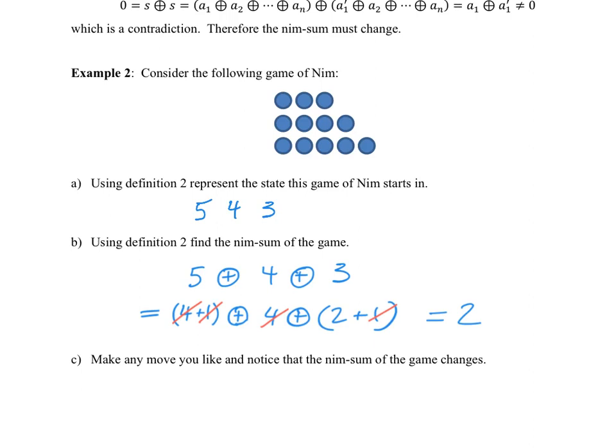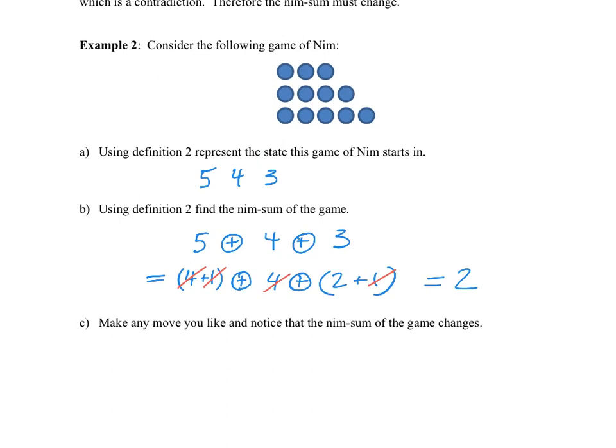Okay, so finally, to finish this example off, we're going to make any move and notice that the Nim sum of the game will change. So right now, the Nim sum of the game is 2. We're going to make a move and it's going to change. I'm going to challenge you to do that on your own. I want you to play this game, make a move, whatever you want, taking whatever you want from one particular row, and then calculate the Nim sum again, and I can guarantee you ahead of time that you are not going to get 2. I don't know what you're going to get, but I do know that it won't be 2. So pause now and give that a try. I'll do it on my own as well.